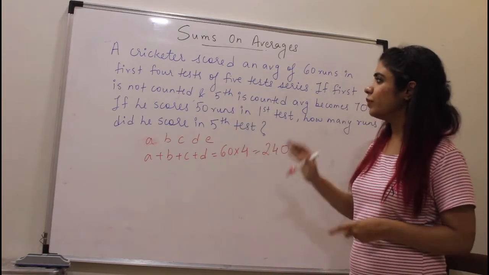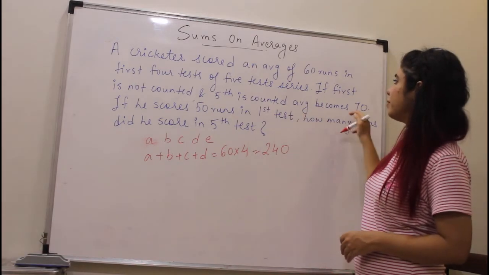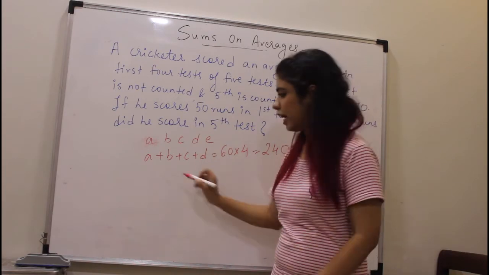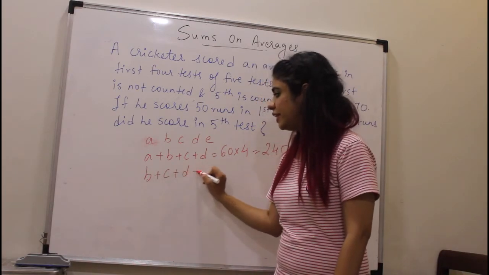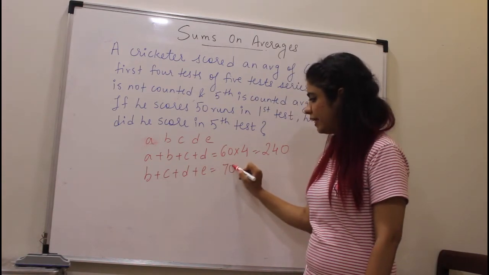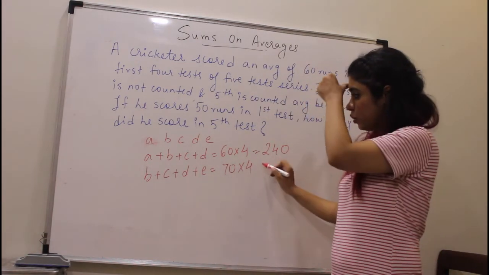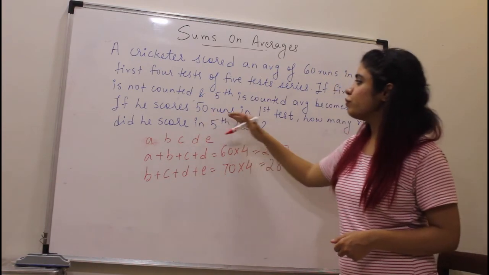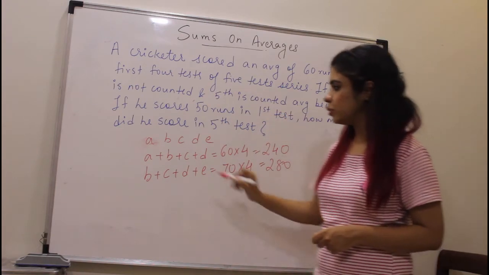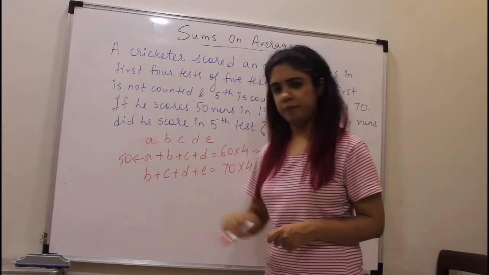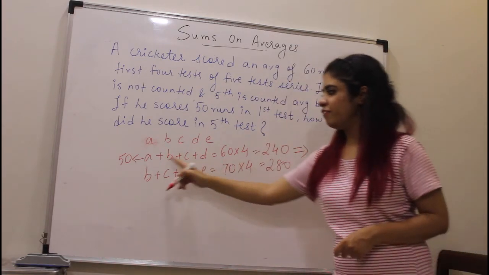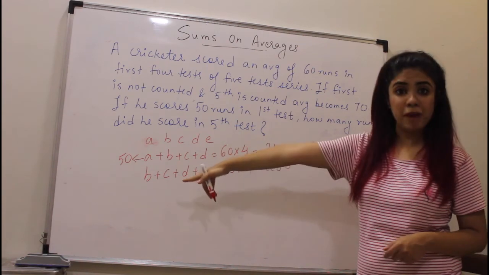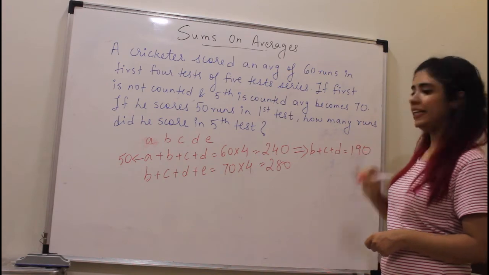If the first is not counted and the 5th is counted, average becomes 70. So if you don't count A and if you count E, your average is 70. So that means your B, C, D, E will be 70 into number of tests, which is 4 again. So it will become 280. If he scores 50 runs in the first test, that means your value of A is 50. So from this, if A is 50, my B plus C plus D will be 240 minus 50, which is 190.